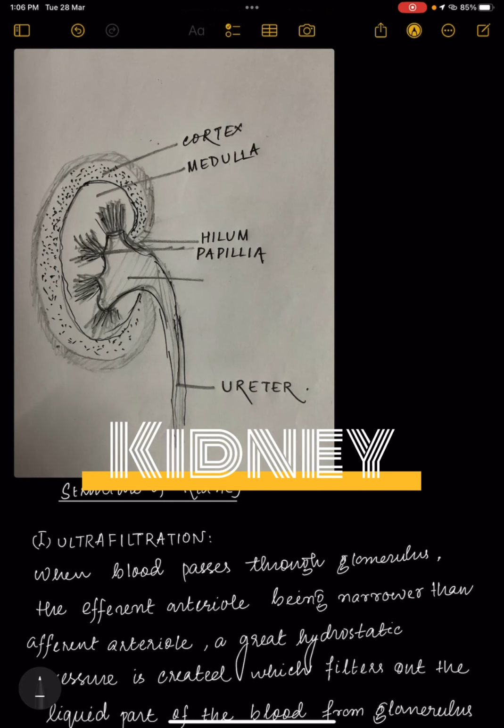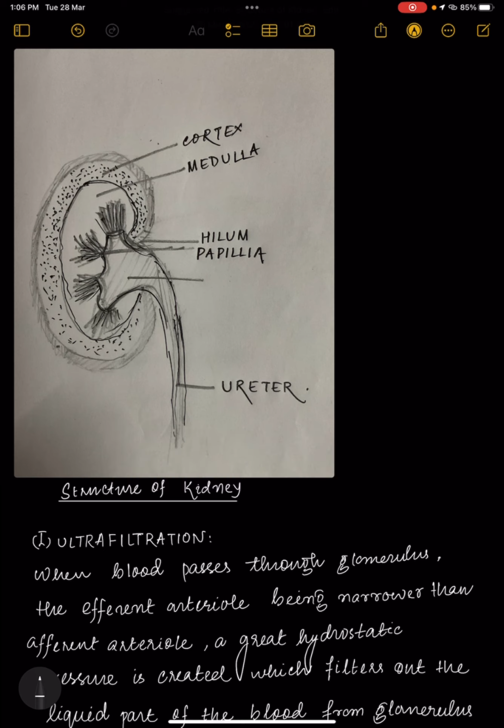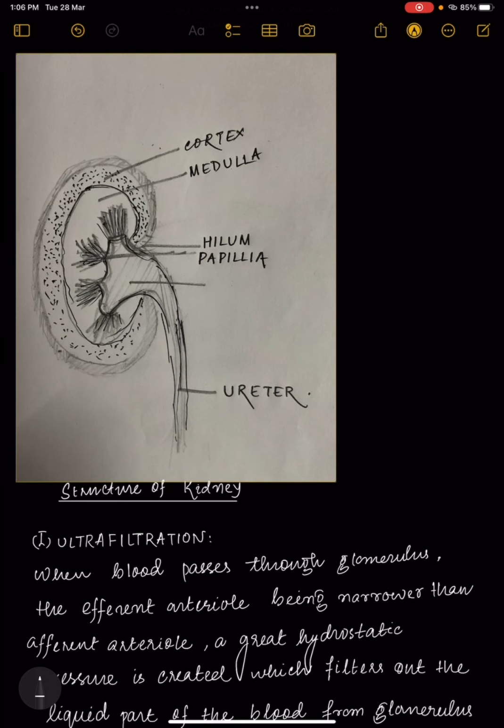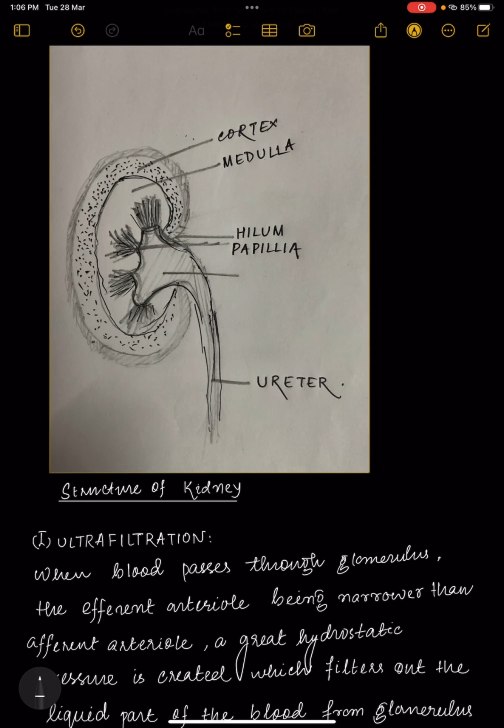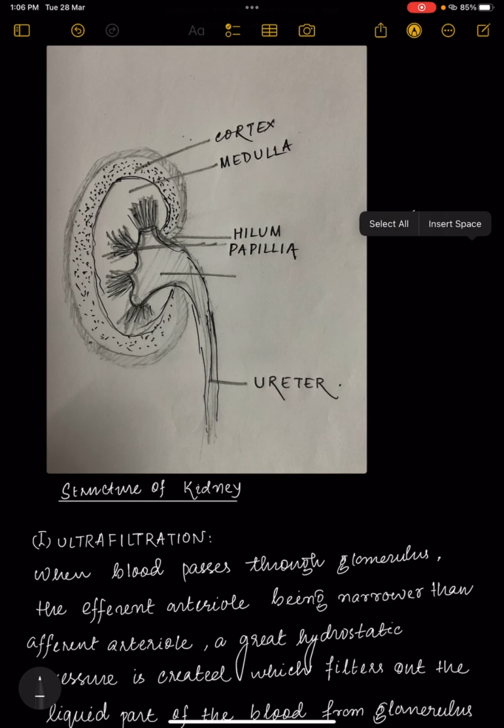Today we'll be talking about the structure of the kidney and also the function of the kidney. First of all, in examinations, the structure of the kidney is repeatedly asked. The outside part is the cortex, the inner part is the medulla, and these are the renal pyramids, and here are the renal columns.